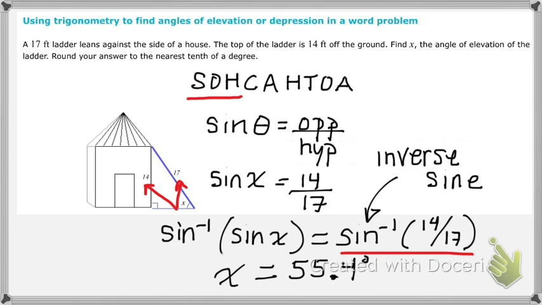Just a couple of things about this. One is we're going to pay attention to the units. Are we going to round off to the nearest tenth or the nearest whole degree? And what does it say? It says nearest tenth, so we're set for that.